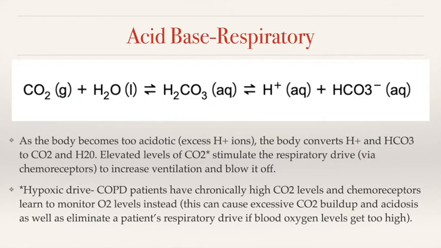Alright, now we're going to talk about the respiratory mechanism for maintaining our pH. And the onset of this is minutes to hours. So as the body becomes more acidotic, excess hydrogen ions are present. So the body converts these excess hydrogen ions with the bicarbonate, the HCO3, back to CO2 and H2O. So these elevated levels of CO2 is what stimulates our respiratory drive to breathe. So we have these chemoreceptors that read the level of carbon dioxide in our blood, and that's what's telling us to breathe faster or to breathe slower.